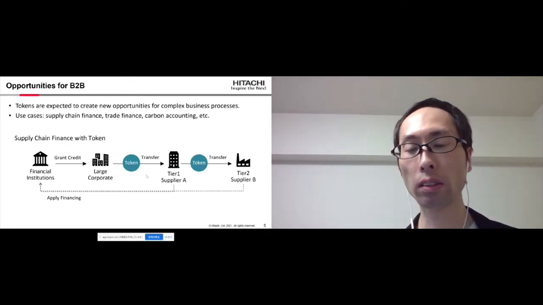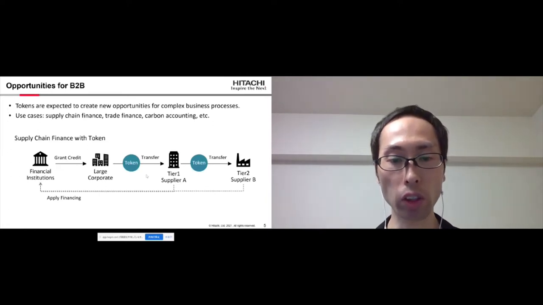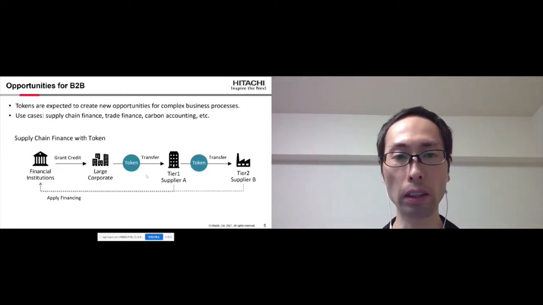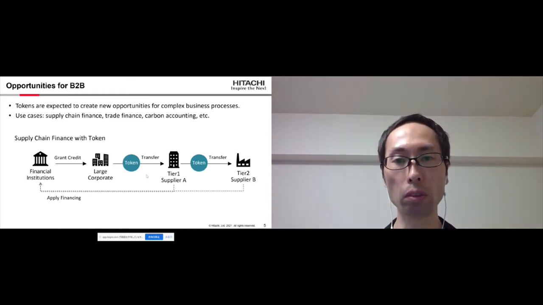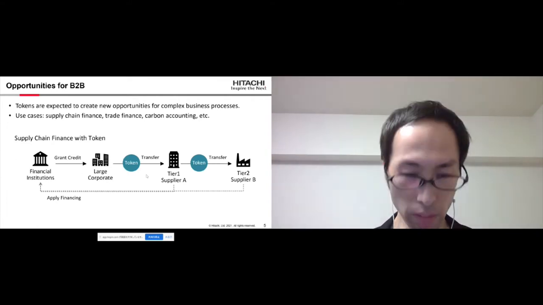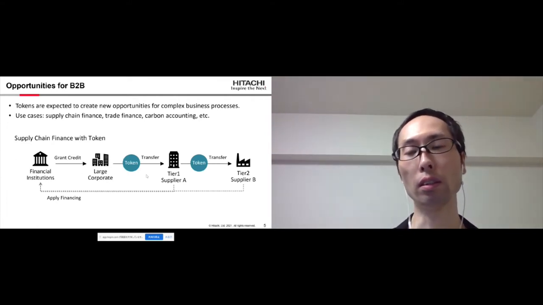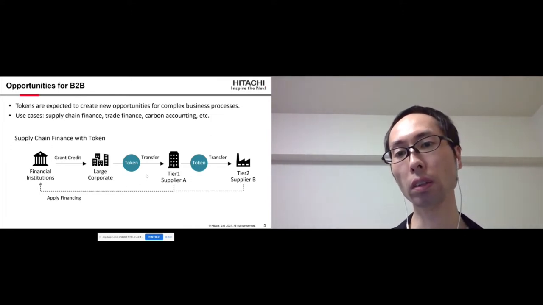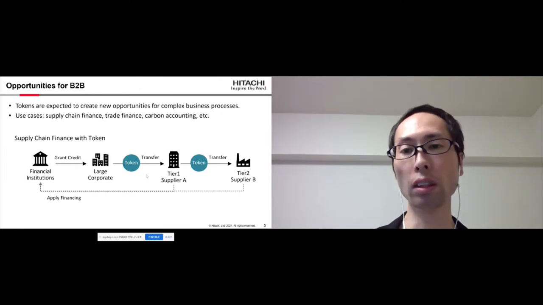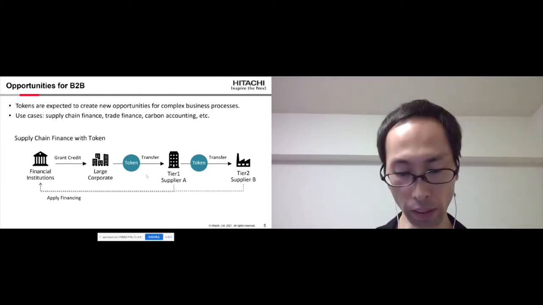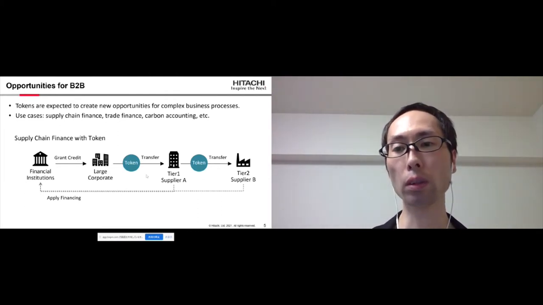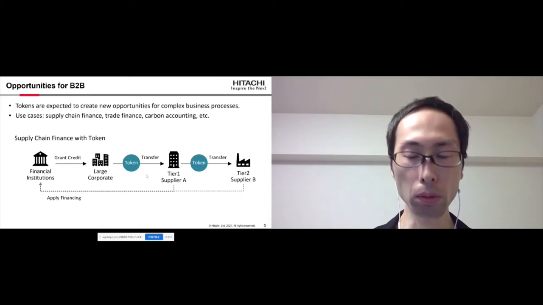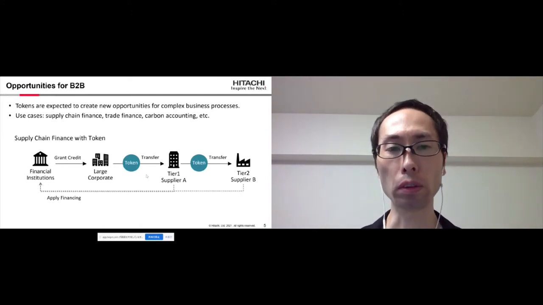And this graph shows the typical structure of manufacturers like automotive industries or electronics industries. A large corporate buys some parts from tier one supplier A, and a large company provides account receivable to tier one supplier A. So tier one supplier cannot get cash in 30 minutes or 60 days. So if tier one supplier A doesn't have enough cash, they cannot pay to tier two supplier B. To solve issues, we can use tokens.